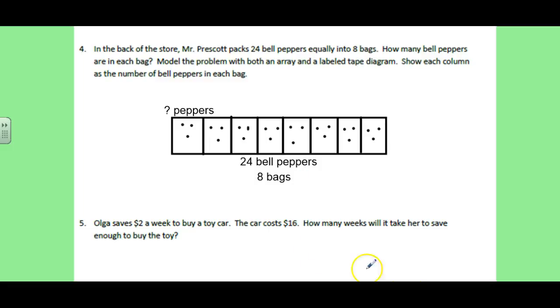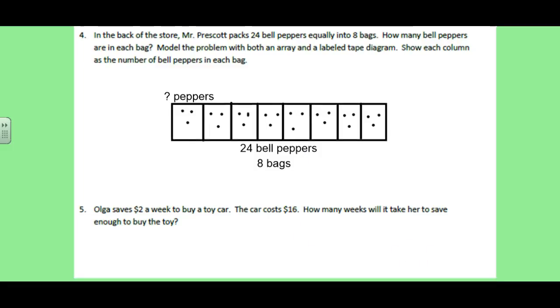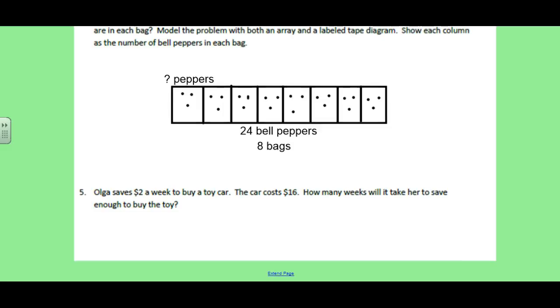All right, number 5 says, Olga saves $2 a week to buy a toy car. The car costs $16. How many weeks will it take her to save enough to buy the toy? So we're going to draw a tape diagram. So get us a rectangle ready.